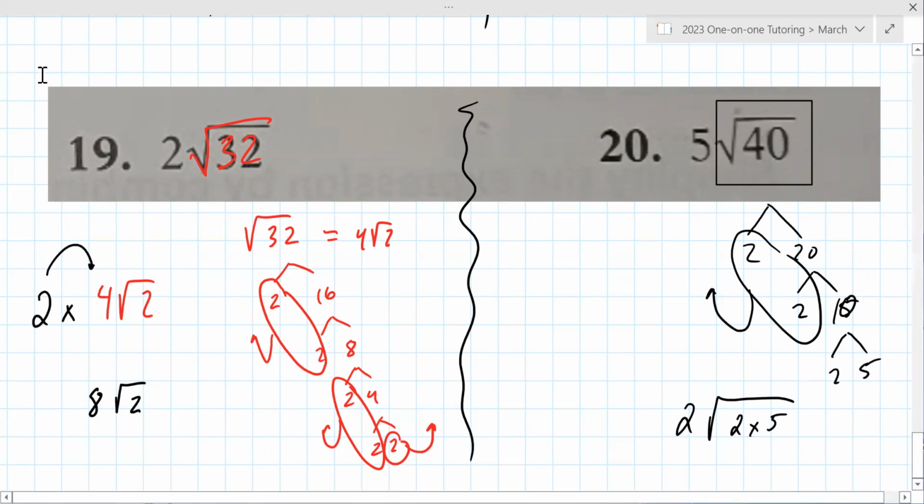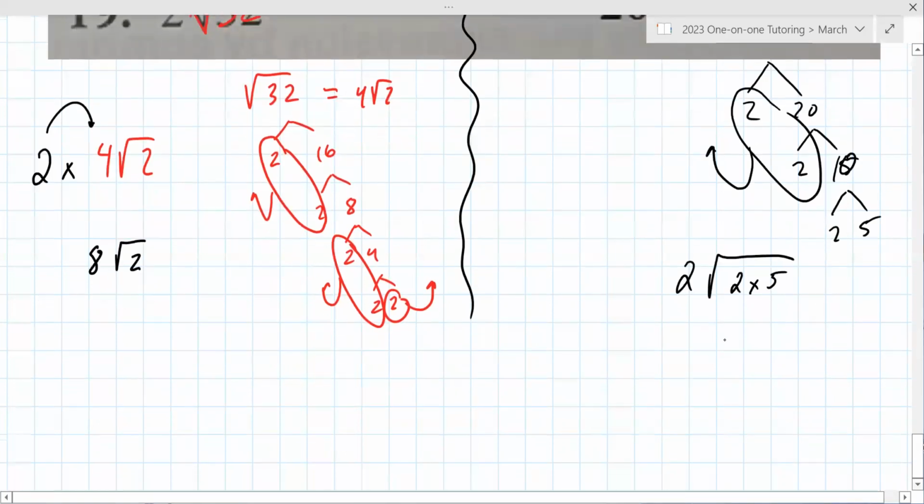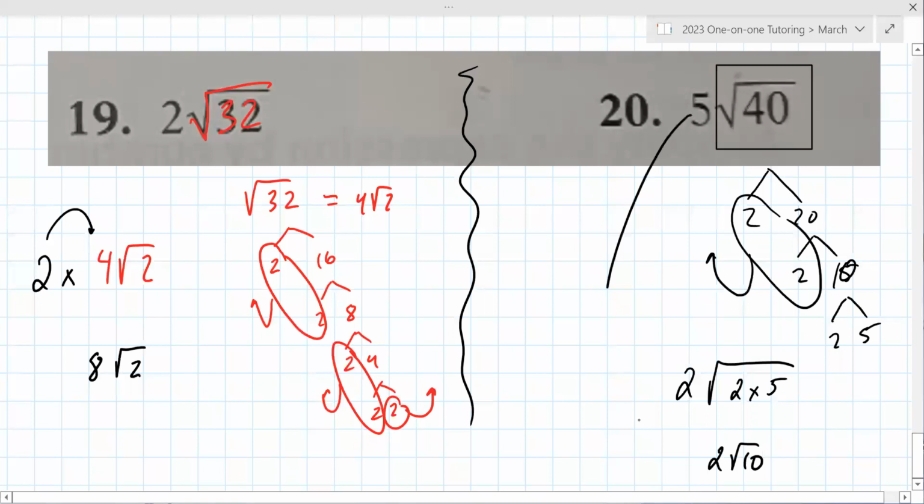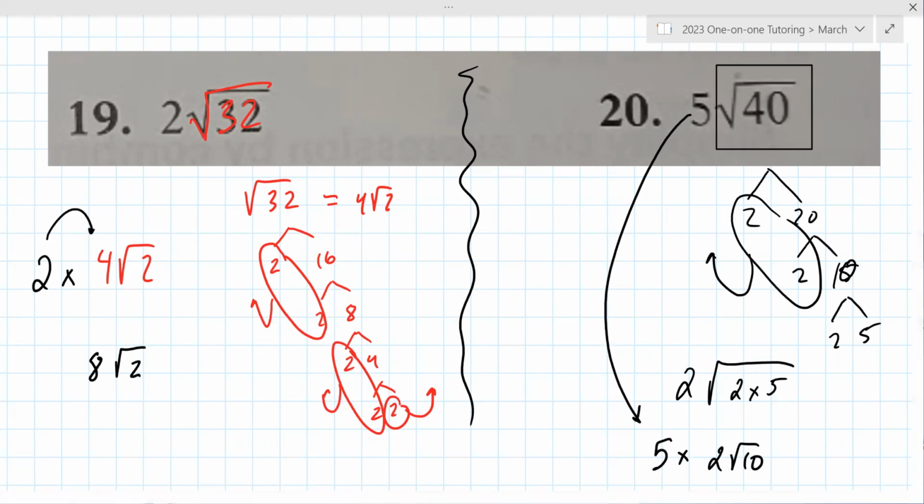Okay. So then that would be this 2 square root of 10. Yes, but that's just the square root of 40. You have to bring this 5 down and multiply. Okay, so then that would be 10 square root of 10. Yes.